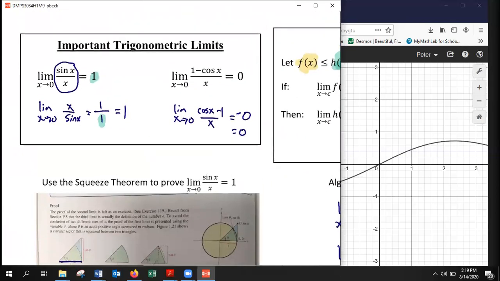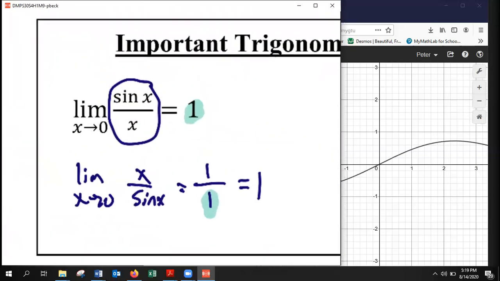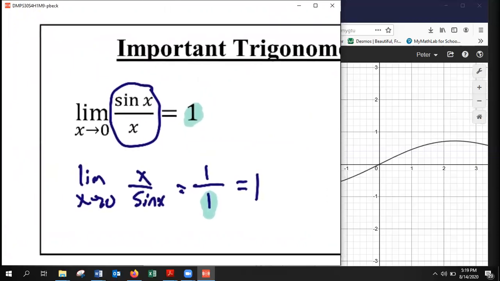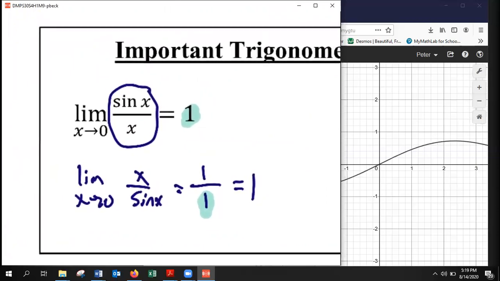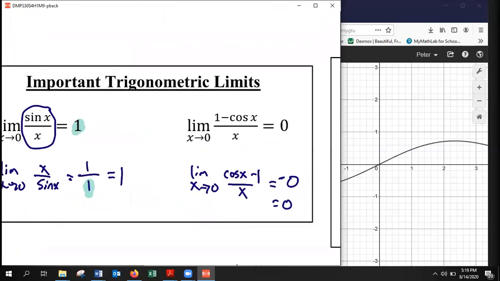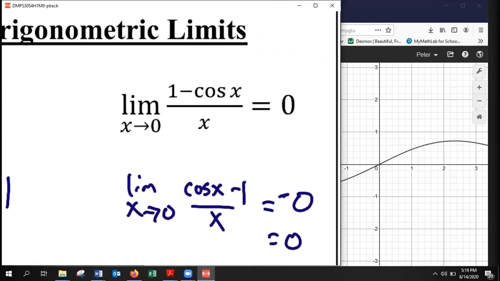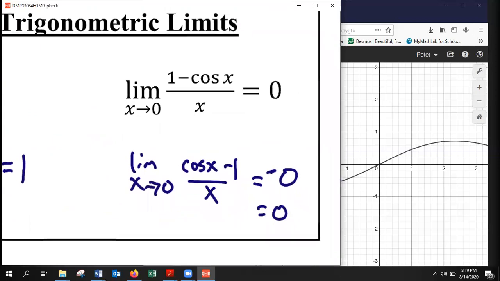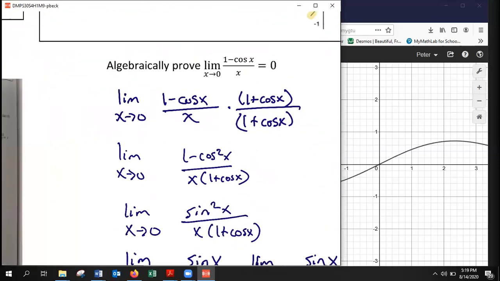And hopefully it makes sense that, and let's look at this. If the limit of that ratio is 1, and we reciprocate that ratio, the reciprocal of 1 is also 1. And for this one, we're going to see this in the other problem. If we negate that limit, the negative of 0 is our result, and the negative of 0 is still just 0.